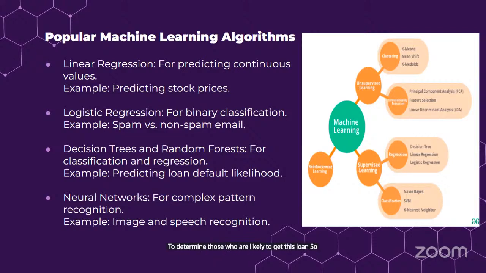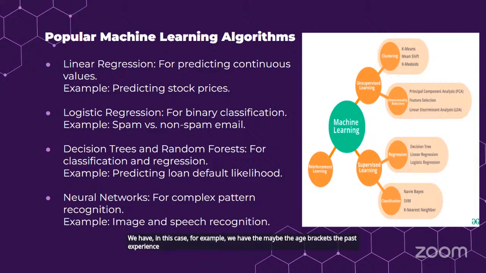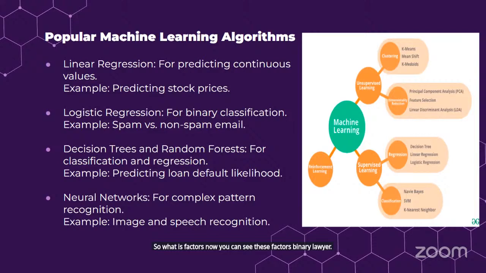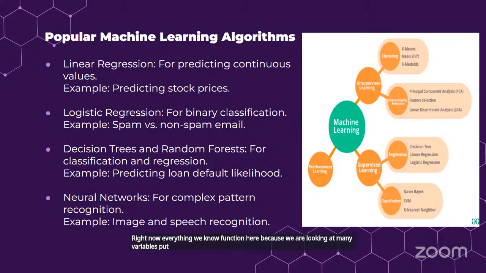So as I said, in this case you can see that we have many variables to look at. We have, for example, the age bracket, the past experience of the person, what the person does at the moment, the assets on ground, and maybe where you reside. With all these factors, a binary algorithm will not function here, because we are looking at many variables put together to determine if this individual or citizen is most likely to collect this loan, and what our chances are of giving this person the loan. So we use decision tree algorithm in this case.